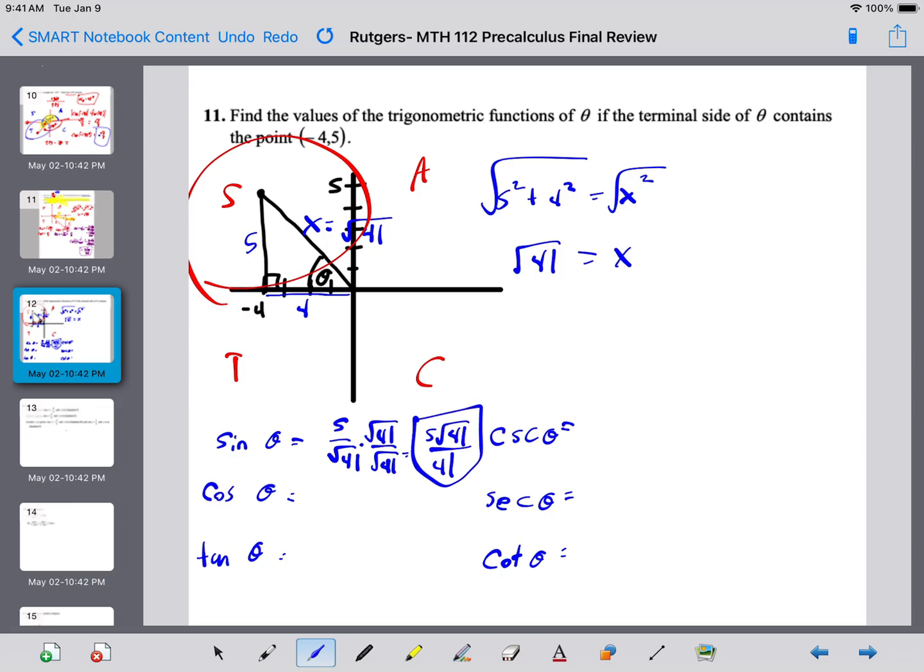Now for cosine, that would be adjacent, 4, over hypotenuse, square root of 41. If you want to rationalize, we would have 4 radical 41 over 41. And then, because of All Students Take Calculus, it would have to be negative. Tangent is opposite over adjacent, so that would be 5 over 4. And then because it's in the second quadrant, it's negative.